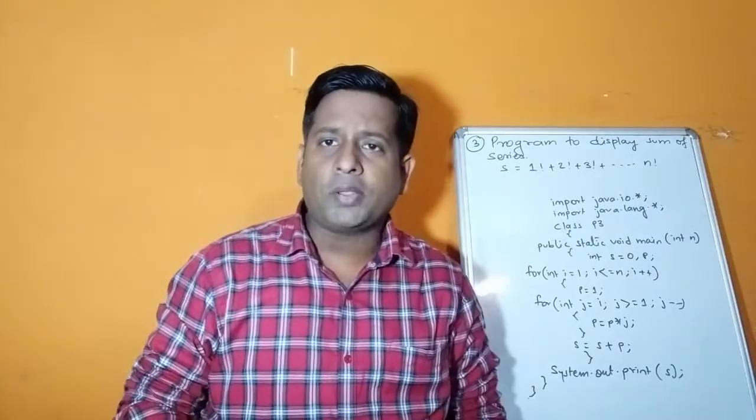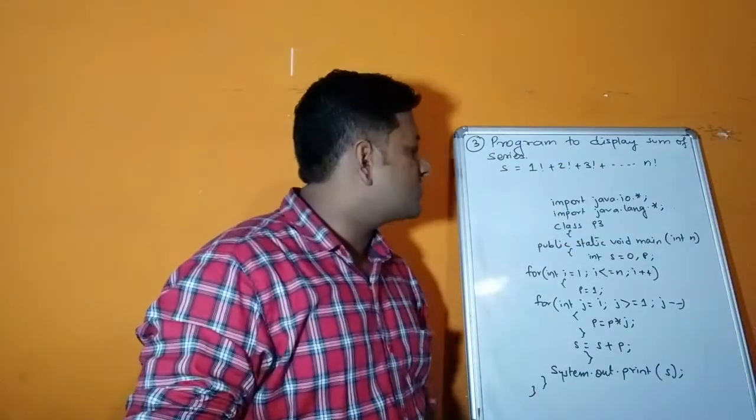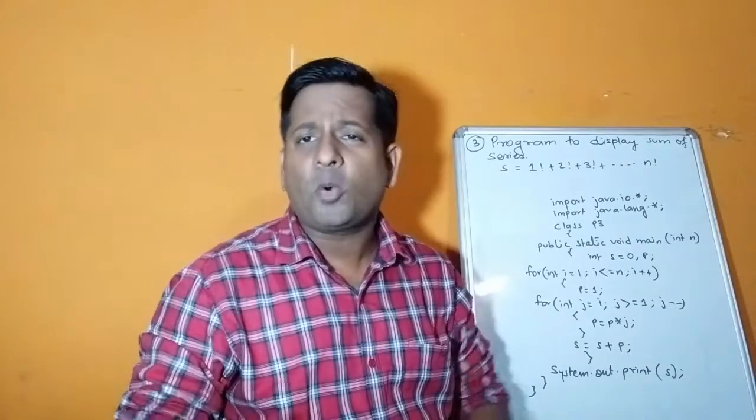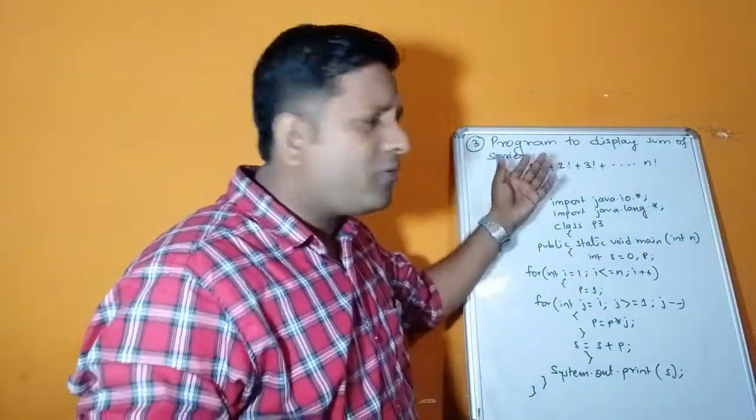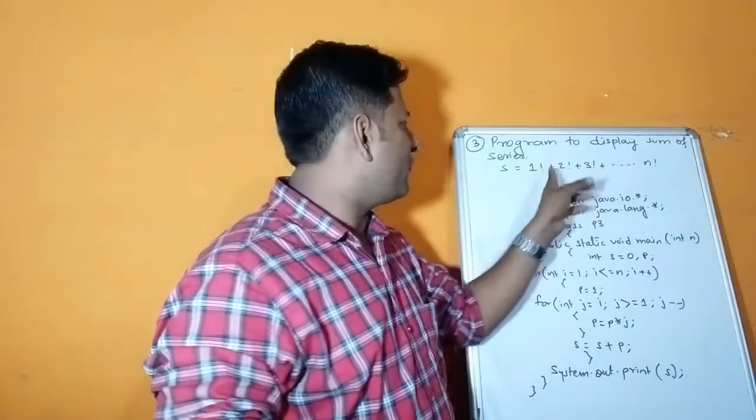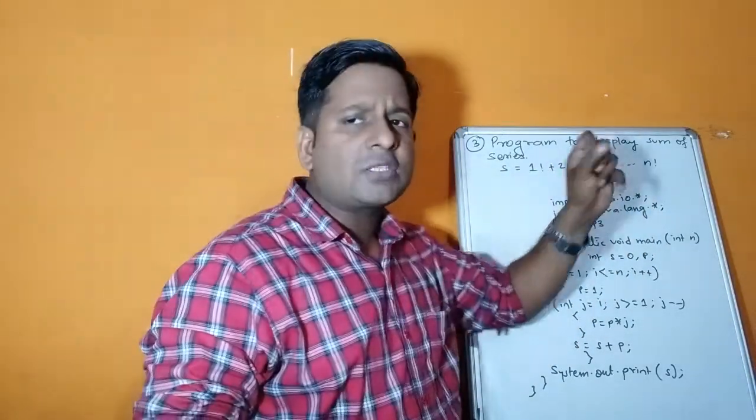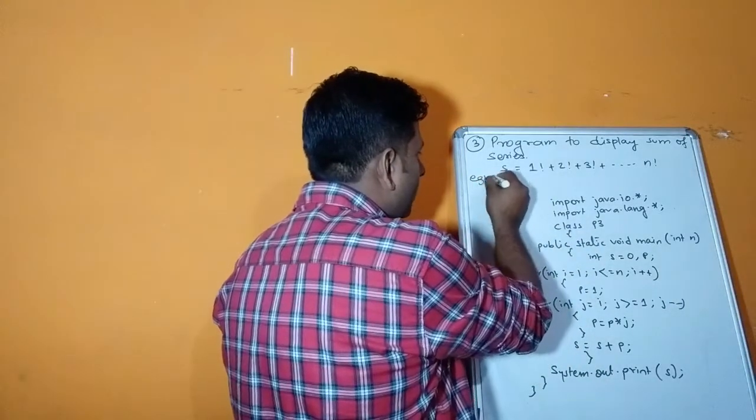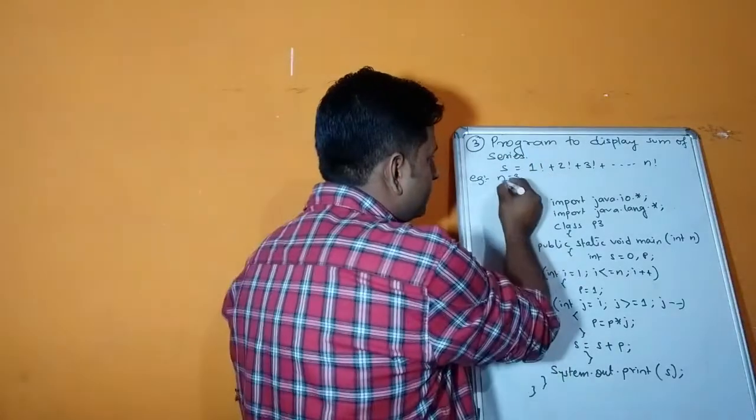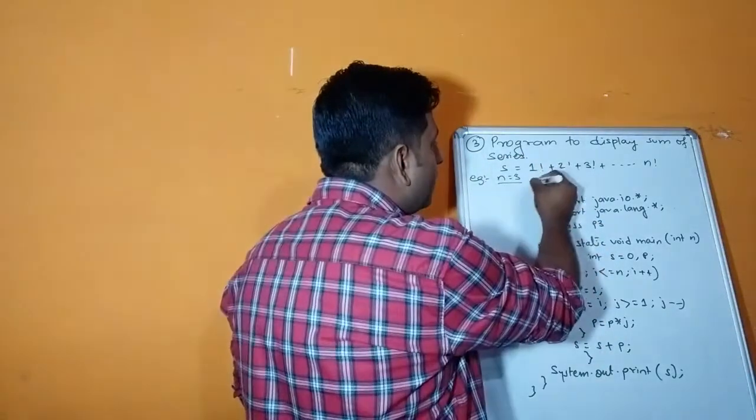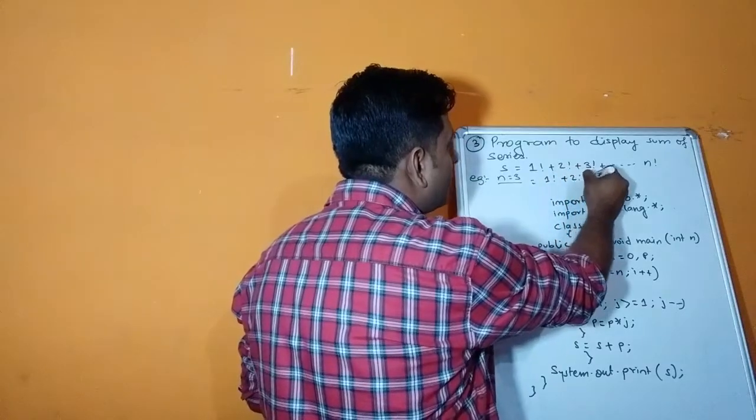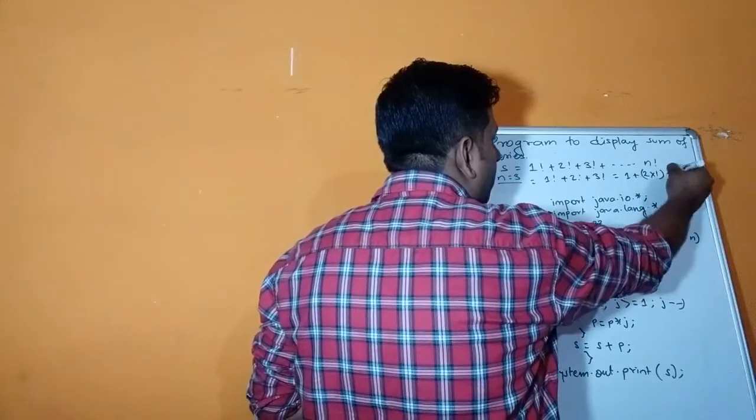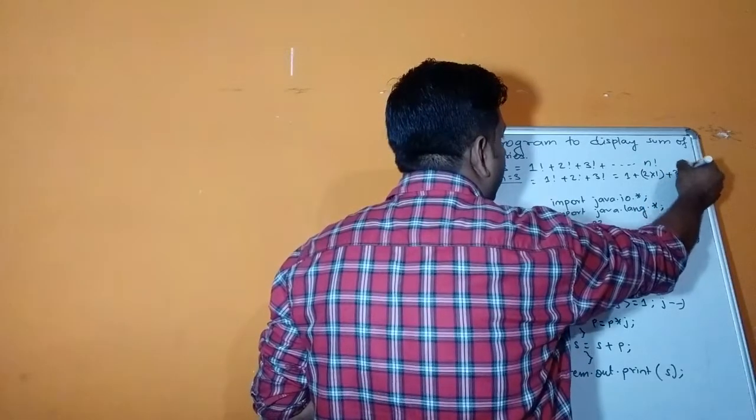Now we'll move to the next type. See question number 3: program to display the sum of series. Now this sum of series and question number 1 that we did are both different. This is the sum of factorials of a series. This exclamation sign indicates factorial. For example, if you take n as 3, then it will be 1 factorial plus 2 factorial plus 3 factorial, which will be equal to 1 plus 2 into 1 plus 3 into 2 into 1.